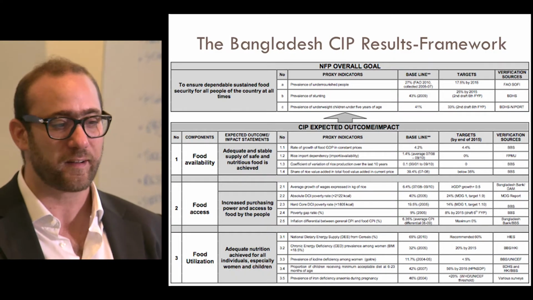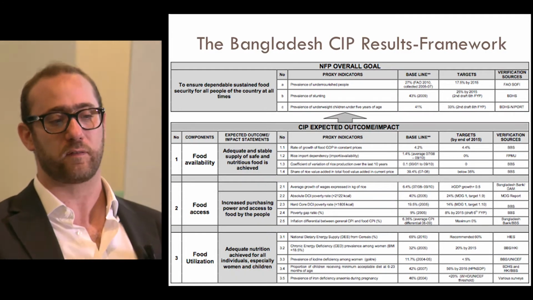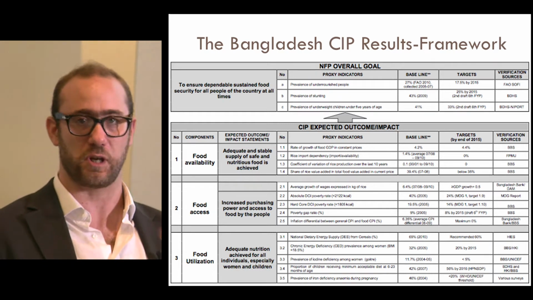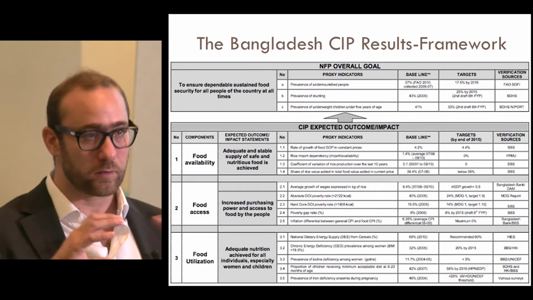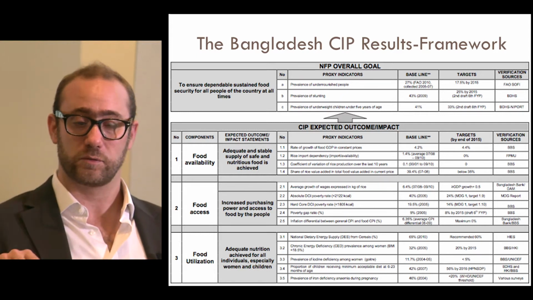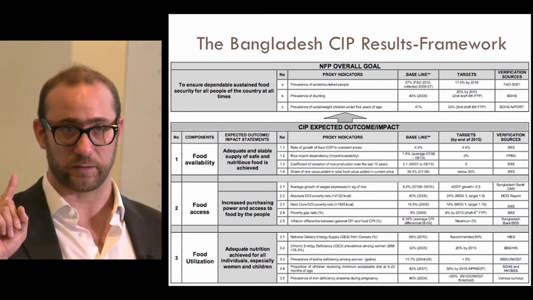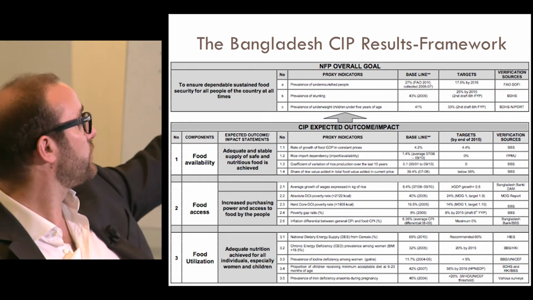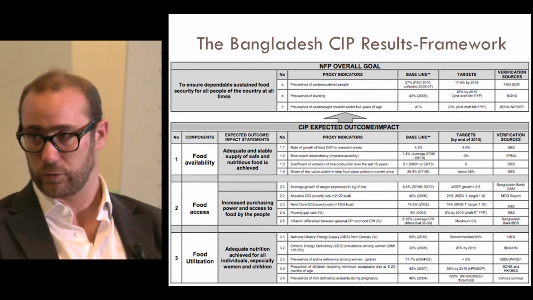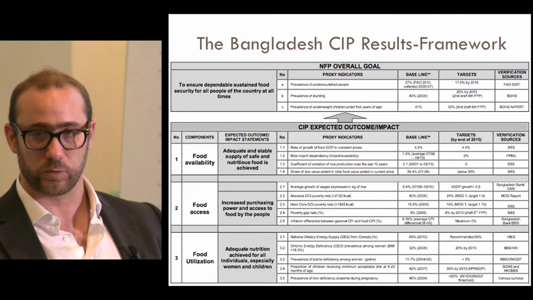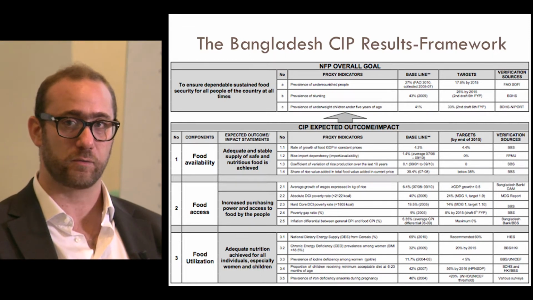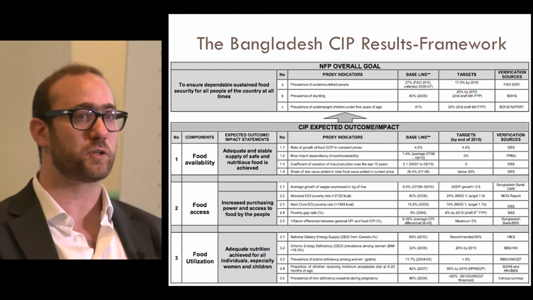I'll just read one. For food availability, the statement is that an adequate and stable supply of safe and nutritious food is achieved. It means that we have stable food availability in the country. And we want to measure it through several indicators, SMART indicators, let's remember, which are these four indicators. I'll not go into the details of this table, but I just want to show you the structure. For each indicator, we have a baseline value, which is the most recent information available.